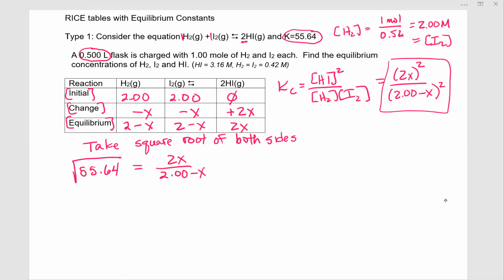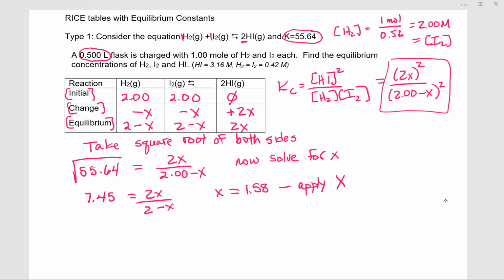That's fair. Now solve for x. Oh, it's your favorite, algebra. Okay, so we're going to solve for x, and we end up with 7.45. That's the square root of 55.64 is equal to 2x over 2 minus x. And when we go to solve, we'll find that x is equal to 1.58. Okay, at this point, students tend to dance up and down. And they go, oh, I solved for x, I solved for x. That's the hard part, I'm done. No, you're not finished yet, okay? You need to apply x.